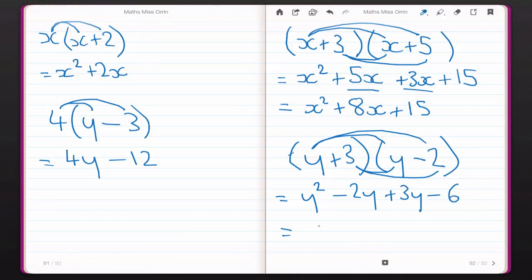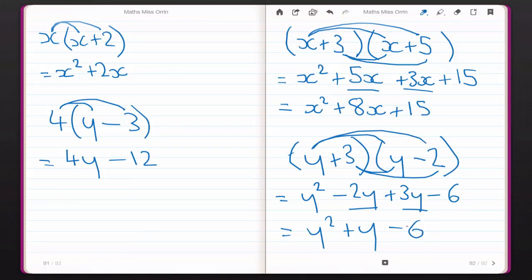So what can we add together? Do we have like terms? We do. We've got a y here and a y here, so let's combine these two things. We've still got y squared. Now, watch your signs. We've got -2y, and we're adding 3y to it, okay? So it's not 2 plus 3, it's -2 plus 3, which is +1. So we just have 1y, and we've still got our -6, okay?